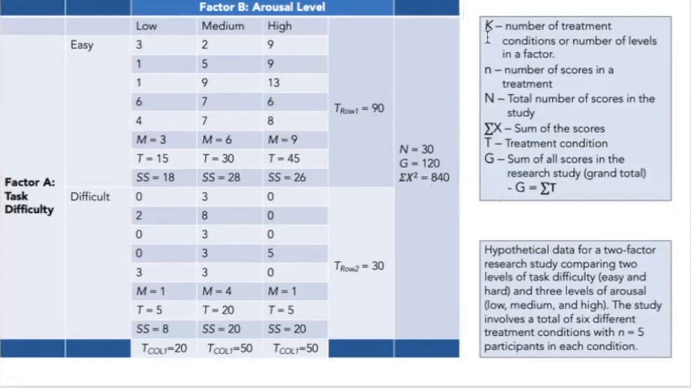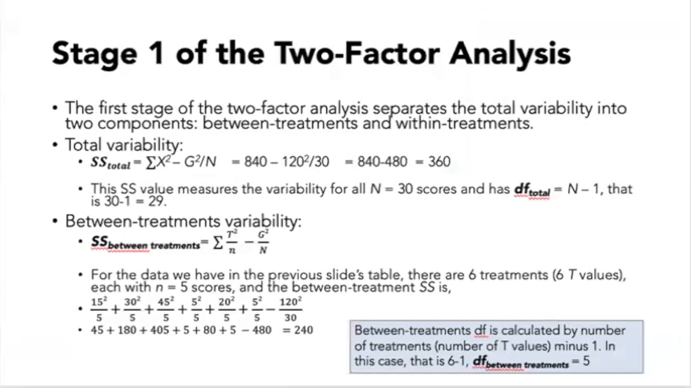Now, here's the terminology I have given. K is the number of treatment conditions. Small n stands for the number of scores in the treatment. Capital N, the total number of scores in the study. Sigma X, the sum of the scores. T is the treatment condition total. And G is the grand total. Now, the calculations are going to be in two stages. Let's first go through stage 1 of the two-factor analysis.